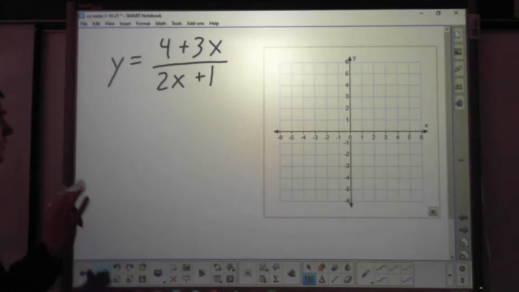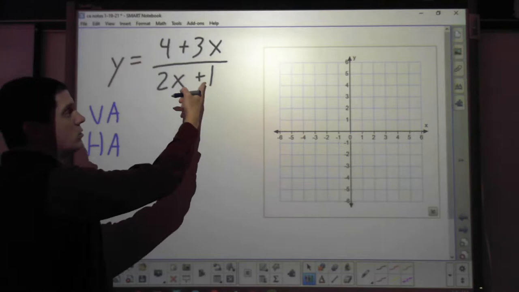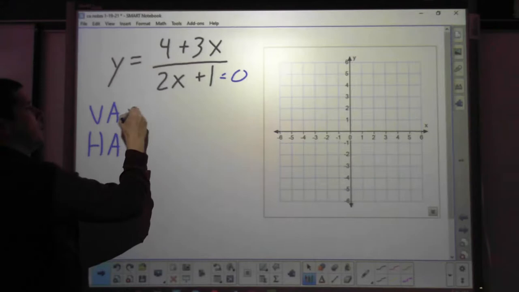All right. Again, I need the vertical asymptote. I need the horizontal asymptote. Vertical asymptote, set the denominator equal to 0, subtract the 1. I'm just going to write that. Subtract 1, divide by 2. X equals negative 1/2.